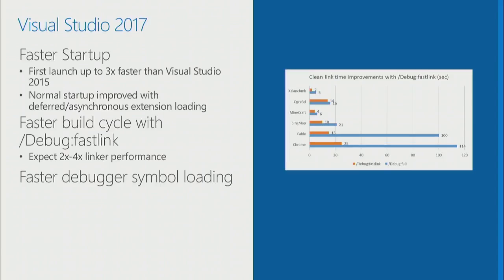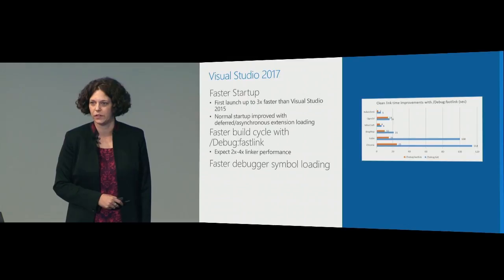So let's start with desktop and UWP developers. Visual Studio 2017 is simply faster. It's got faster startup. Your code builds faster. Actually, if you want to be more precise, it actually links faster. So with FastLink, if you see the chart on the side of the slide, that shows you the difference with your link time with FastLink off or on. Also, when you go to debug, your symbol loading is faster.